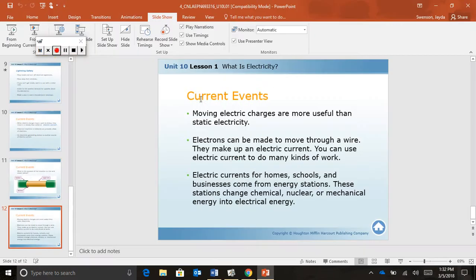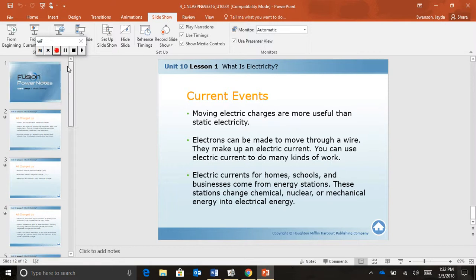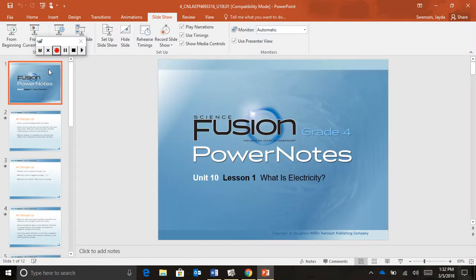Alright, so we're going to go ahead and begin our power notes here, so make sure you have a highlighter. We are going to begin on page 484.